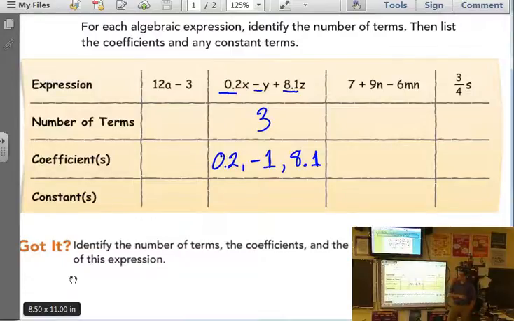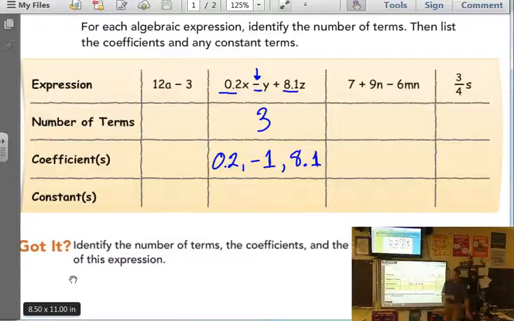-1. The sign in front of a term goes with it. So this negative belongs with the y, so its multiplier is actually -1. Guys, this is where people screw up. Please make sure you have this written down. We have 3 coefficients. We have 2 tenths, -1, and 8.1.